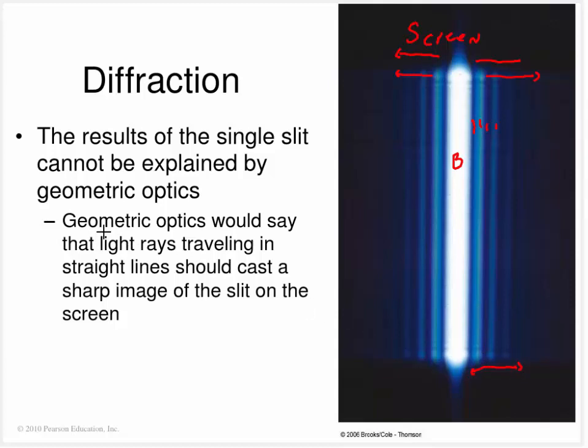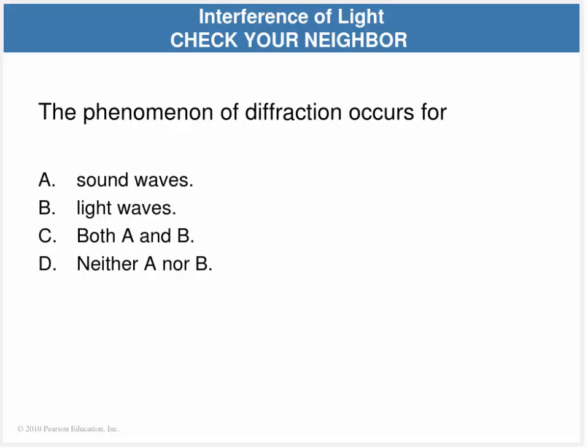Now, if light behaved like a particle, it could never do this. It could never cancel out. Geometric optics can't explain what's going on right here. Light should travel in straight lines, but it doesn't. It's able to bend around these corners.